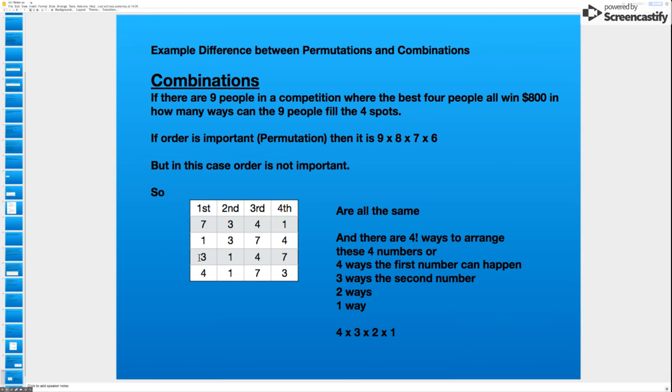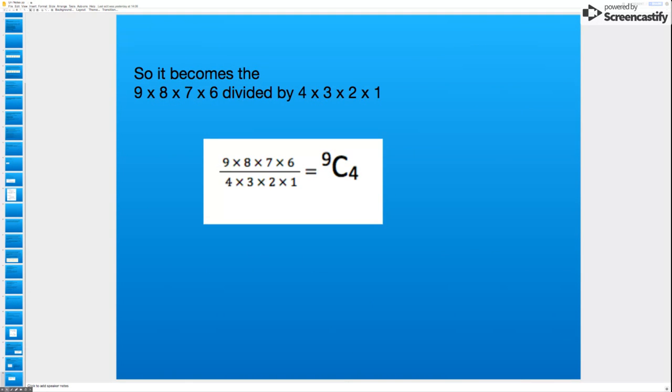How many ways could we write this? Well, there are 4 ways to arrange the first person, 3 ways the second, 2 ways, and then 1 way. So 4 times 3 times 2 times 1. So we have to divide the 9P4 by 4 factorial. So it becomes 9 times 8 times 7 times 6 divided by 4 times 3 times 2 times 1. And that's what 9C4 is.